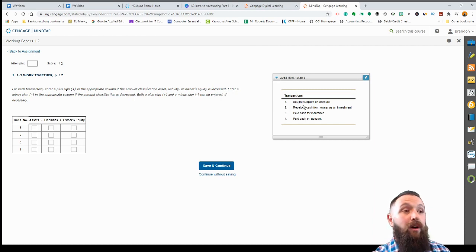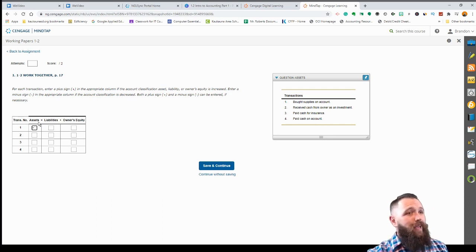So the first one, I bought supplies on account. All right, so your business. What happened here? We bought supplies on account. We're looking for those keywords. Well, if I bought supplies, I know I already have more supplies. What is supplies? Well, it's something that we own. That's an asset. So here, our assets we know goes up right away. Okay, so assets goes up.